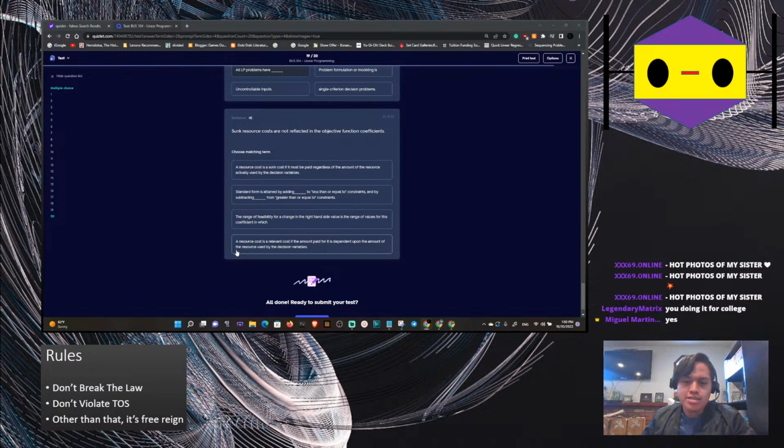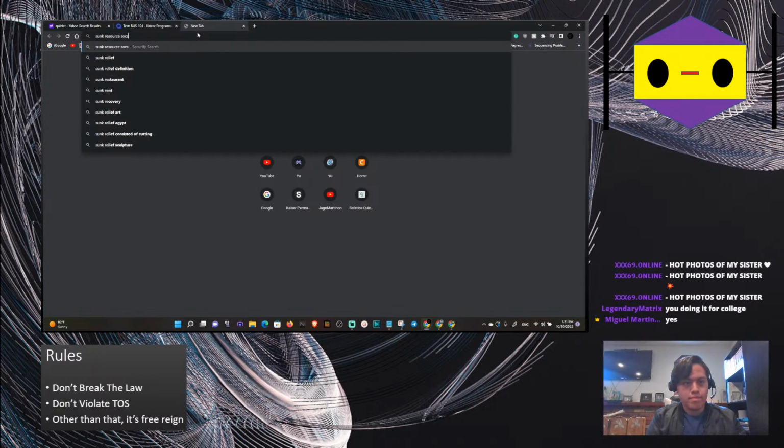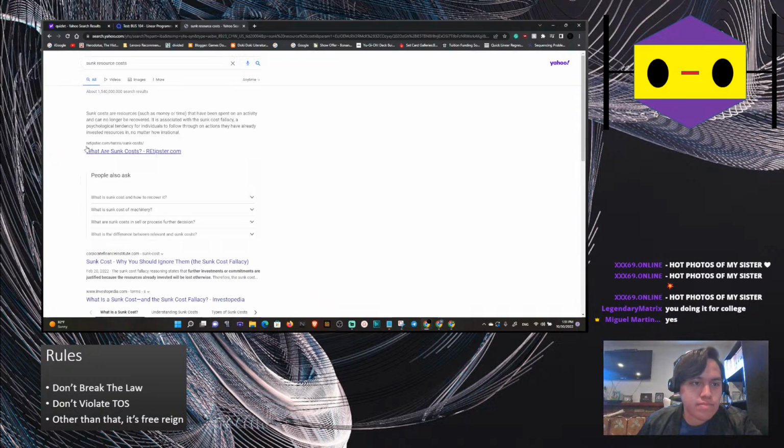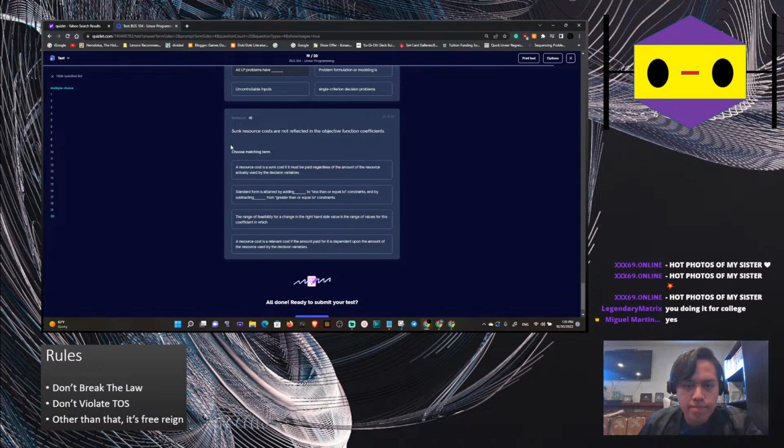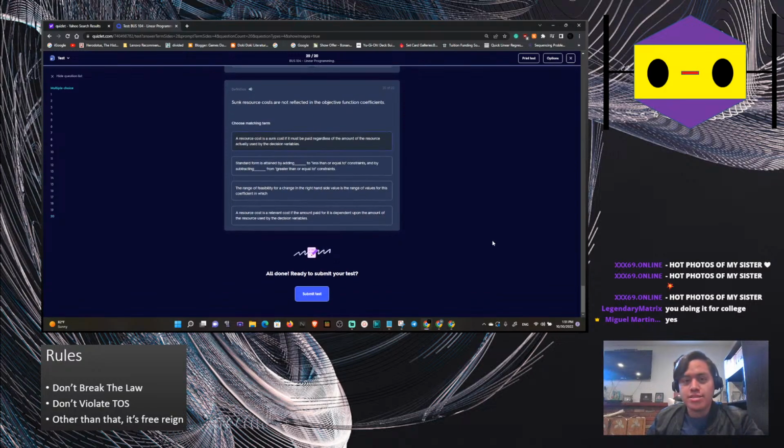A resource cost is a relevant cost if the amount paid for it is dependent upon the amount of the resource used by the decision variables. Okay, first, what's a sunk resource cost? Let's look it up. Sunk costs are resources that have been spent on an activity and can no longer be recovered. So in other words, you can never get it back. Okay, let's go back to the questions. Must be paid regardless of the amount of resource. I'm going to go with A. Let's see what it is.